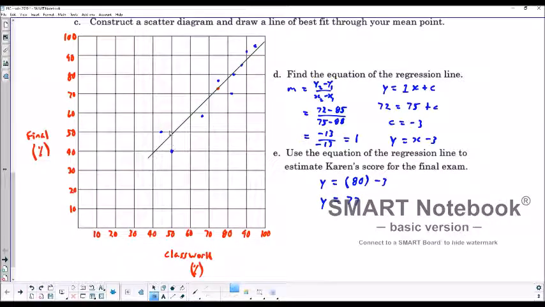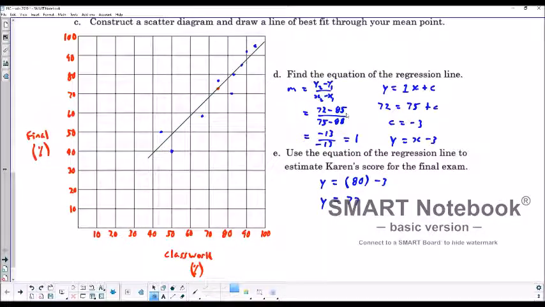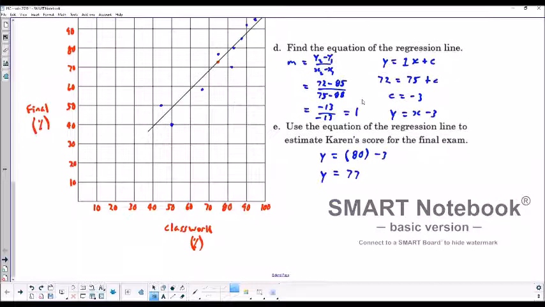There's the estimation of the points that are being plotted, the estimation of the line that's being drawn, and the points that are being used. Does the line go through the points perfectly and all that? So there's like 3 layers of estimation and three areas that could go wrong here in terms of finding the equation of the regression line and henceforth Karen's final score. But from what I've done, she would have scored a 77 by this line of best fit.